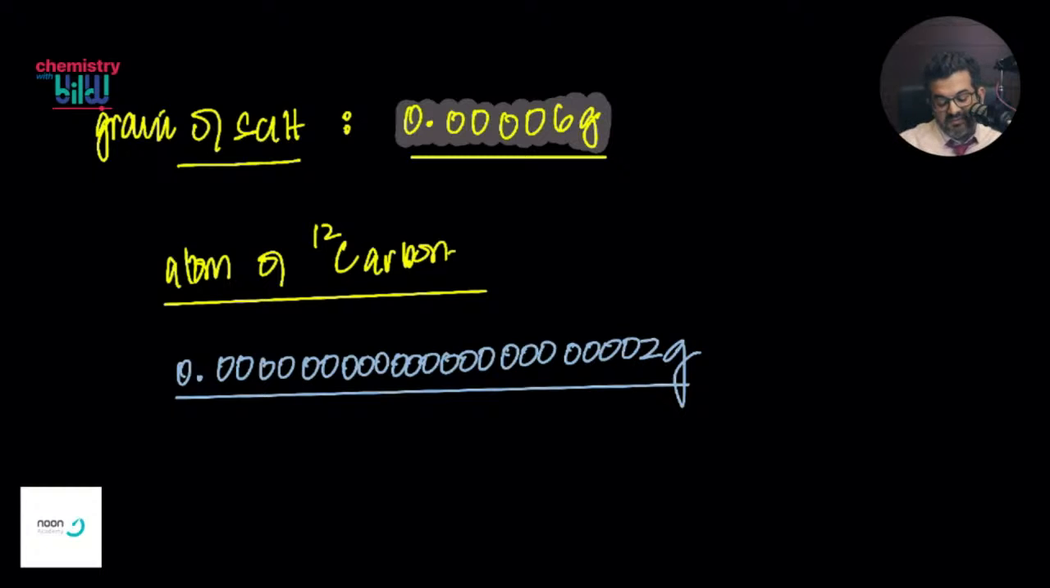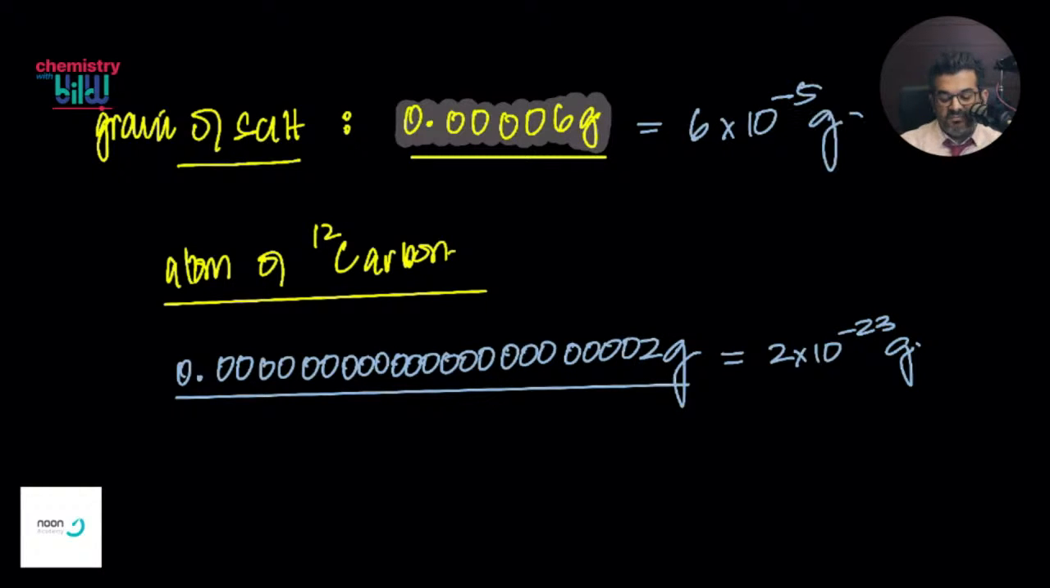Now, this is how small. Do you see how small this is? We tend to write this in standard form as 2 times 10 to the power of minus 23 grams, while a grain of salt is 6 times 10 to the power of minus 5. That's how small an atom is. You can fit so many atoms in just a grain of salt. That's how small it is.